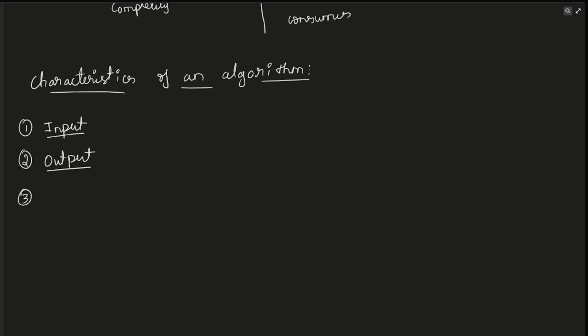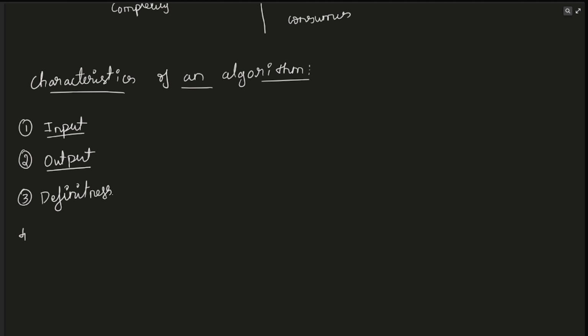The third characteristic is definiteness. Every statement in an algorithm should be unambiguous and should have a single exact meaning. Unsolvable statements should not be written in an algorithm. If we humans cannot solve a problem, then computers cannot solve the same. That's the reason whatever statement you write in an algorithm should be clear and should have a single meaning.